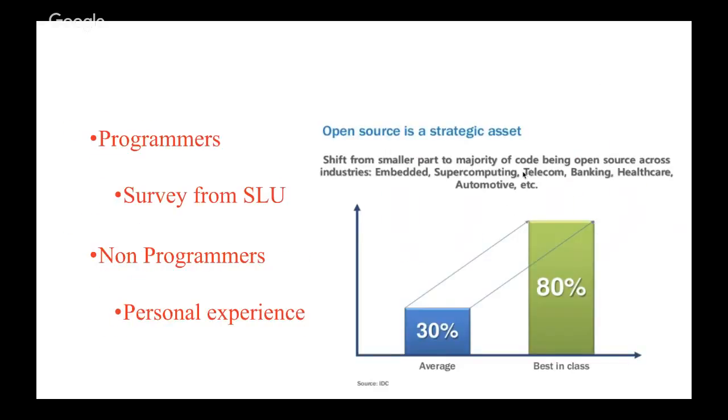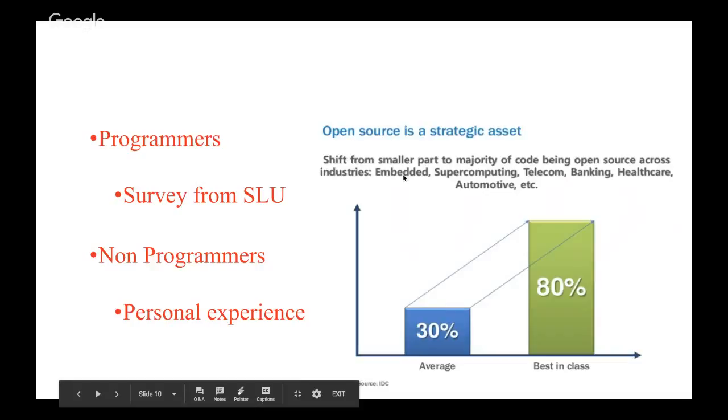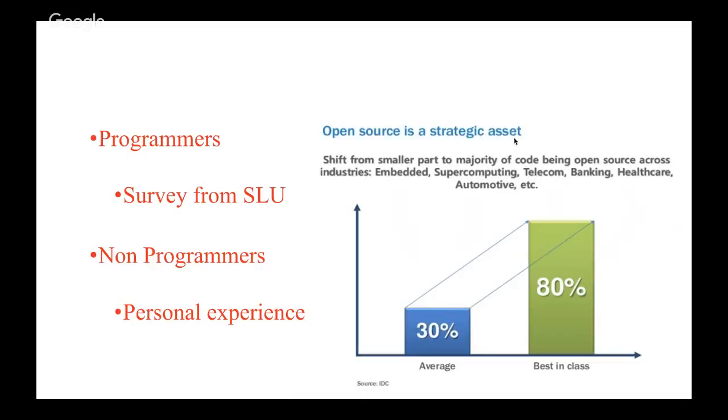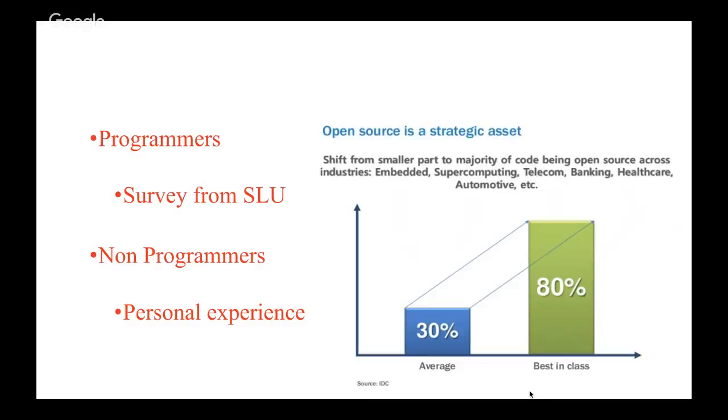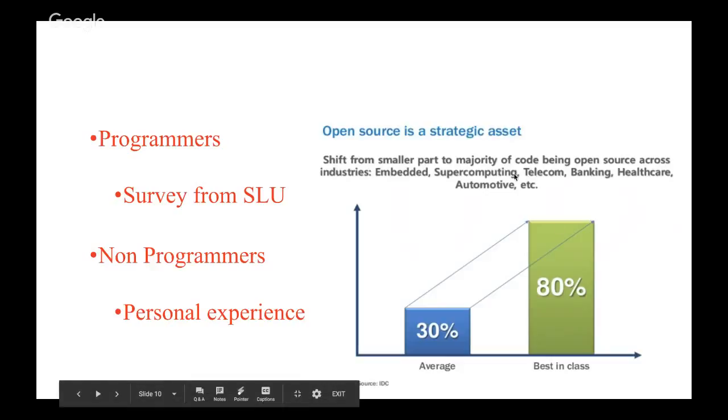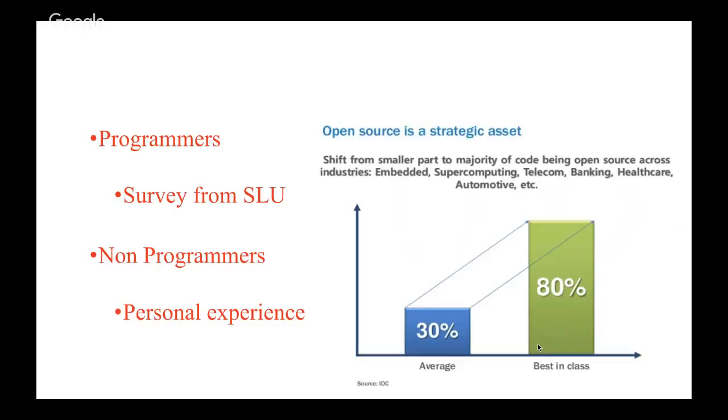And this map, I think, is very interesting. It says open source is a strategic asset, and the average is 30%. But now the best in class is 80%, which means it grows from a smaller part to the majority. So lots of people know how many benefits they can get from open source. So more and more users will use open source, and lots of people will know about it. So you can see lots of categories like banking, healthcare, automotive. They will use lots of data in this.